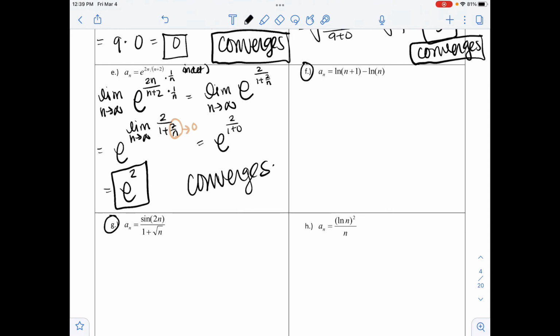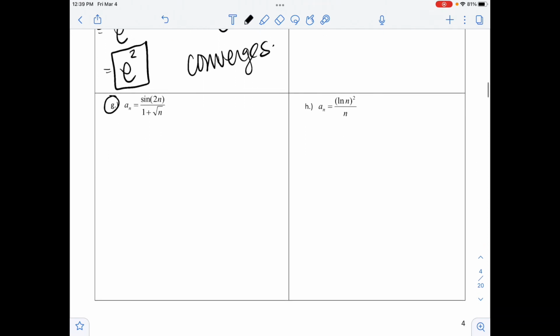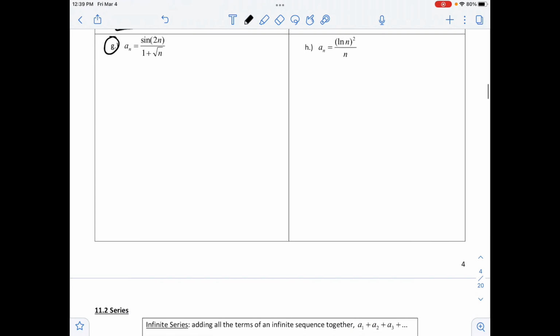So we're going to go ahead and look at H. H looks a little different. This one says a sub n equals the natural log of n squared over n. And so again, starting the same way, we're going to find the limit as n approaches infinity of ln of n squared over n. And again, if we were to evaluate this as n approaches infinity, we would still end up with infinity over infinity, which is indeterminate.